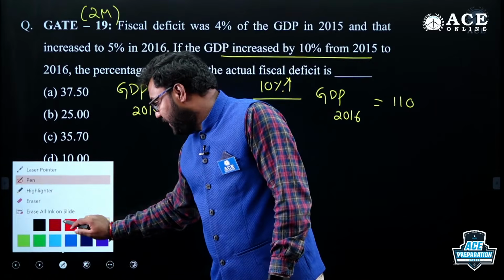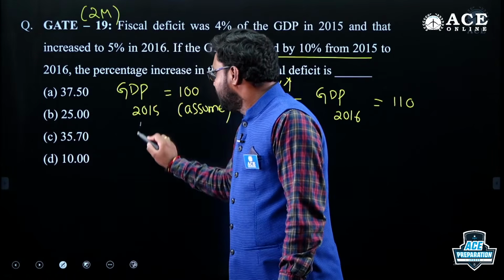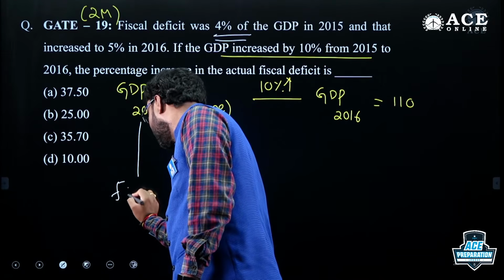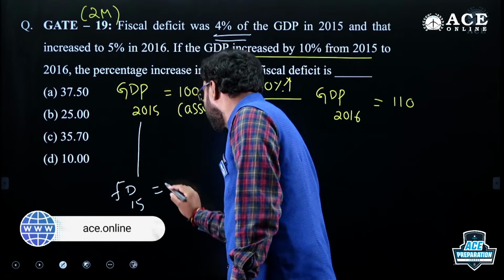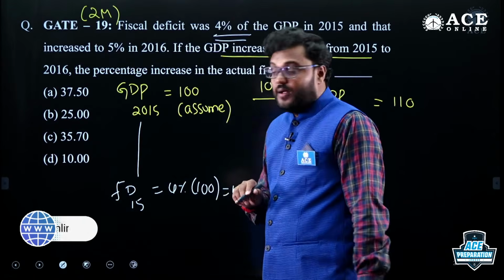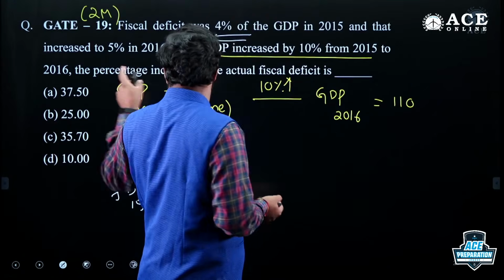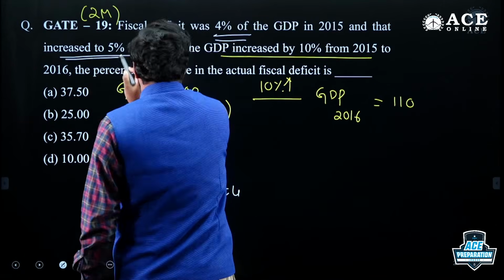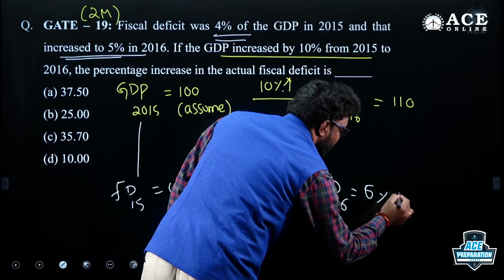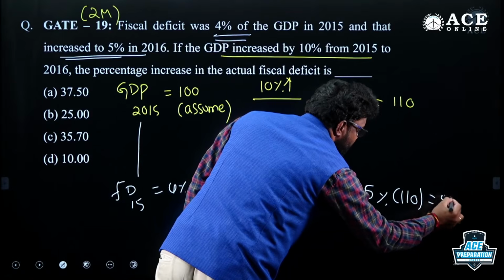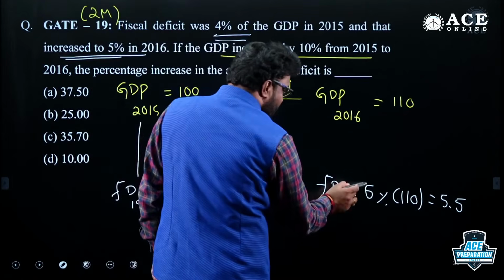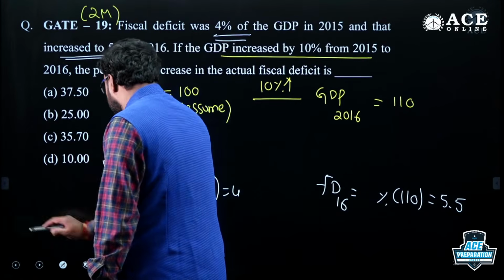Now see, this is GDP. The question is regarding fiscal deficit. In 2015, fiscal deficit is 4% of GDP. 4% of 100 means 4, my dear friends. Whereas fiscal deficit in 2016 is increased to 5%. Previously 4%, now it is increased to 5%. So fiscal deficit in 2016 is 5% of 110. 5% of 110 means it is 5.5. You just calculate, 10% of 110 is 11, and 5% means half, my dear friends.